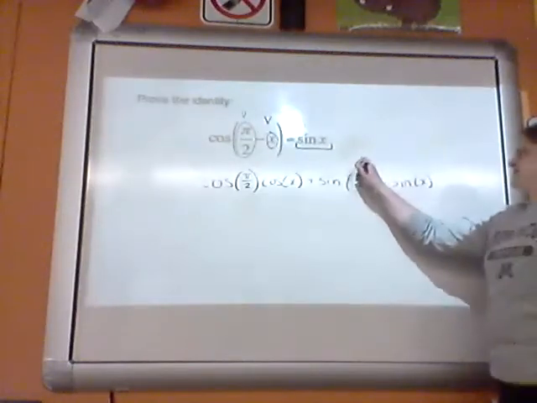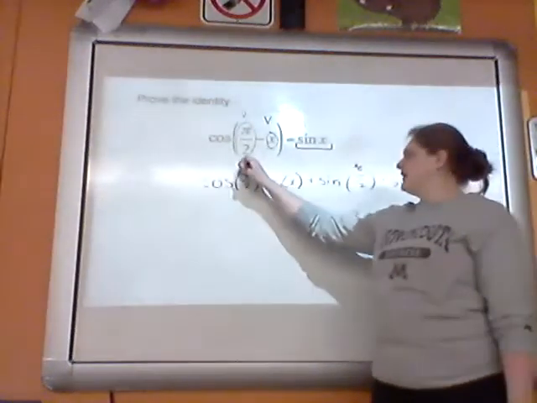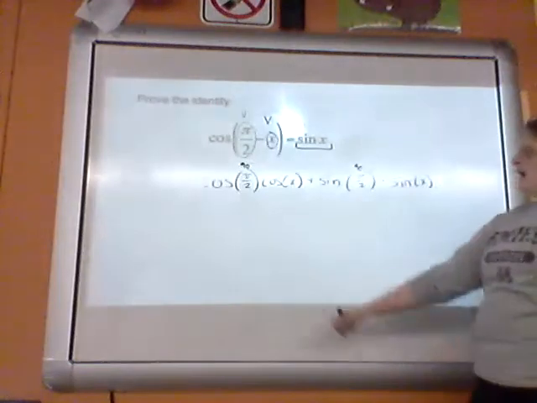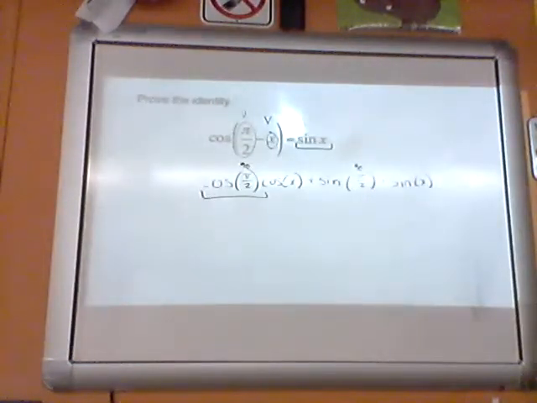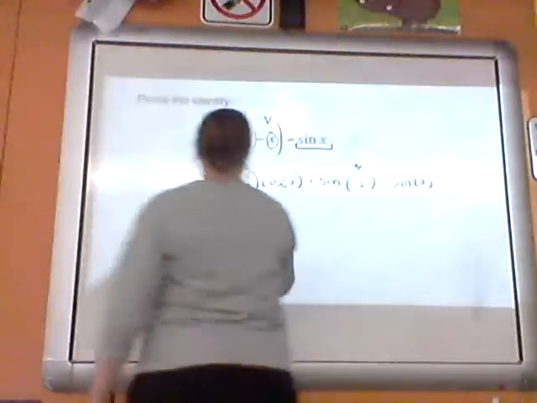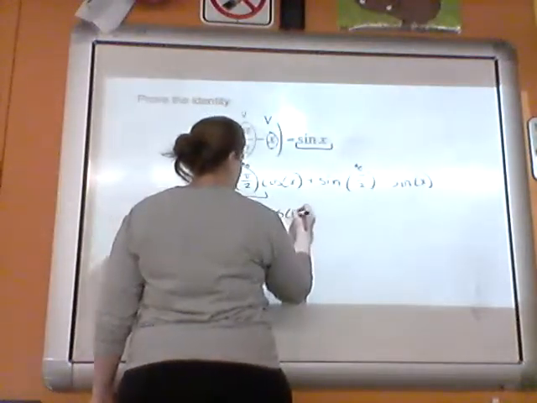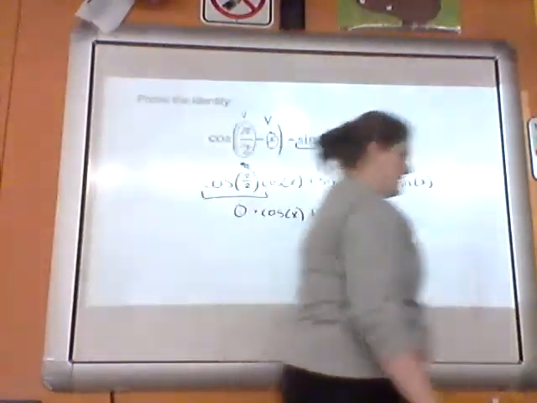And again, remember that pi over 2 is 90 degrees, so if you're thinking of what those values are, what does cosine of 90 degrees equal? How far over do you go to get up to 90 degrees? None. So 0 times cosine of x plus what's sine of 90?